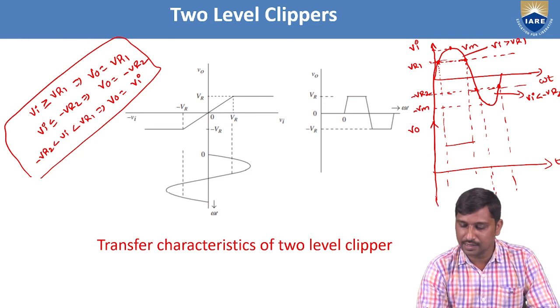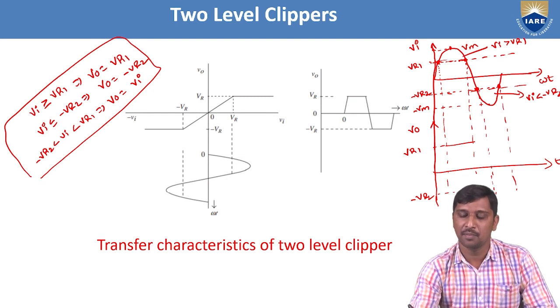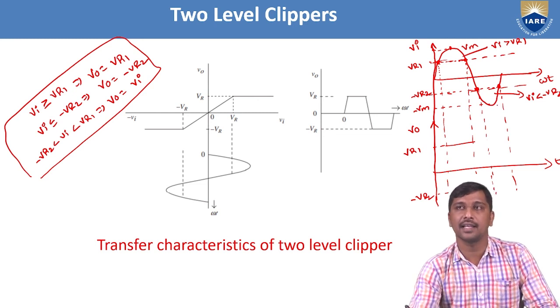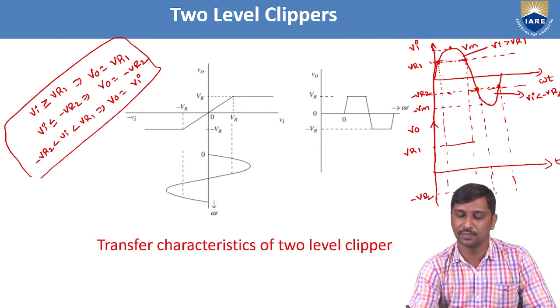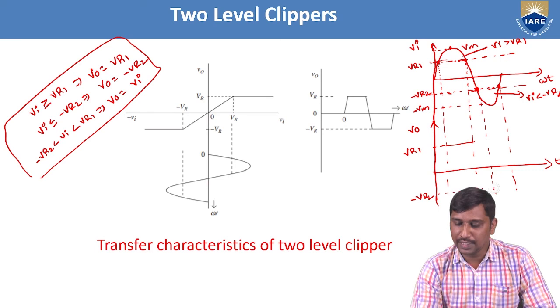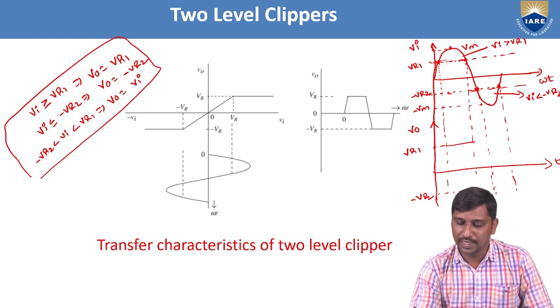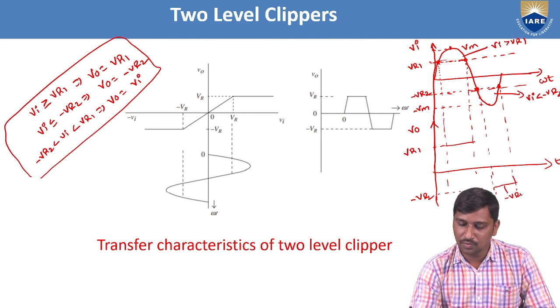So let us take this as minus VR2, and this region I consider as VR1. Whenever the input signal is passing from minus VR2 to minus Vm, that particular region acts as where the input voltage is less than the given DC voltage. Hence, the output voltage is represented as minus VR2. So this is minus VR2, and here this is plus VR1.